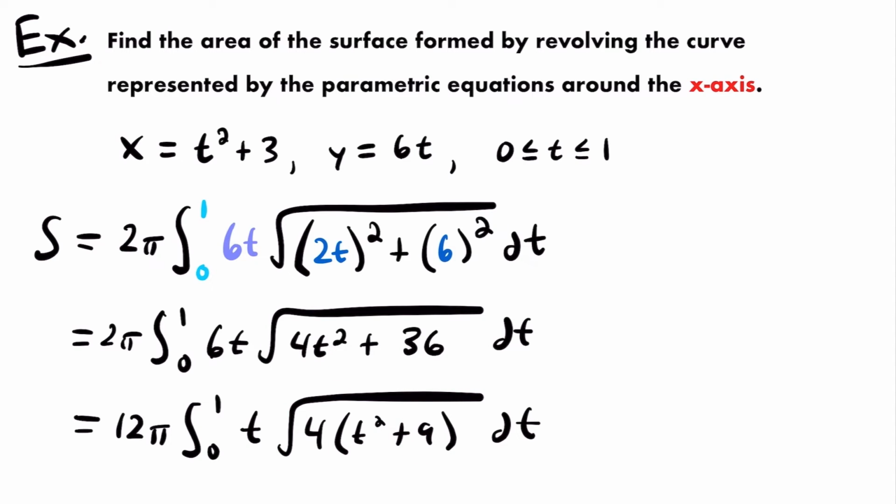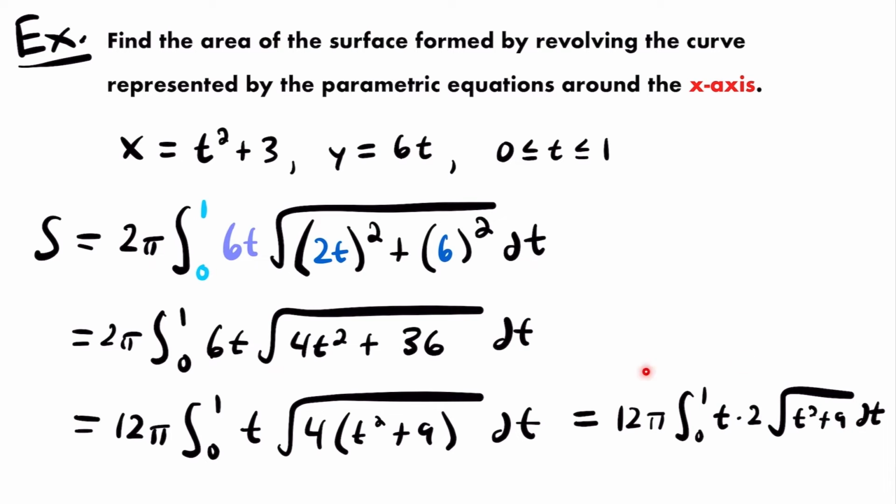of these parts separately, and the square root of 4 is 2, so this will be equal to 12 pi times the integral from 0 to 1 of t times 2 times the square root of t squared plus 9 dt, right? We took the square root of 4, which gave us 2, and we took the square root of this quantity, so we have the square root of t squared plus 9, and then dt.